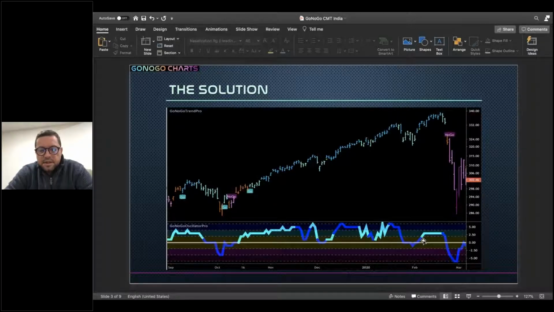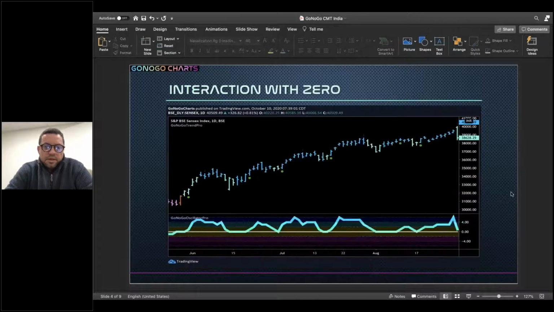So the next thing that I want to talk about is the interaction of the oscillator with its zero line. Hopefully you can still see the charts well, but this is a very valuable concept, and I'm really finding a lot of really strong feedback from people that I show the GoNoGo charts to. When we look at a trend, we know that there will be pullbacks and corrections. What we don't know is how steep they're going to be, or how dangerous to the overall structure of the trend they're going to be.